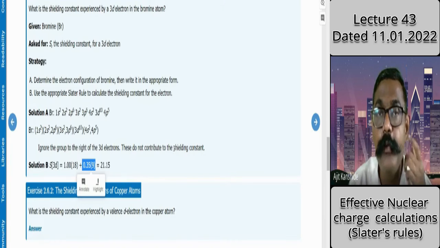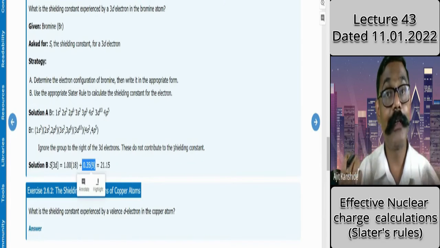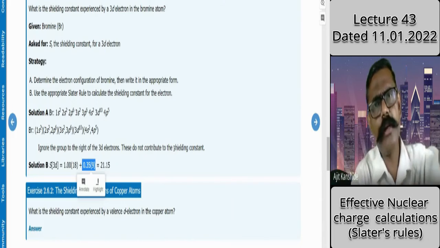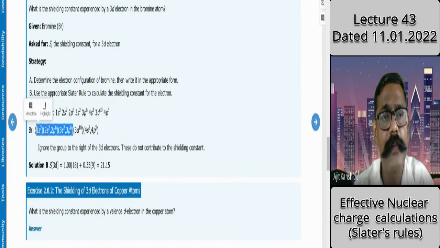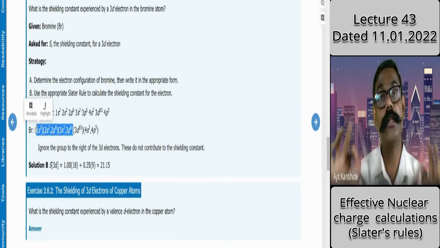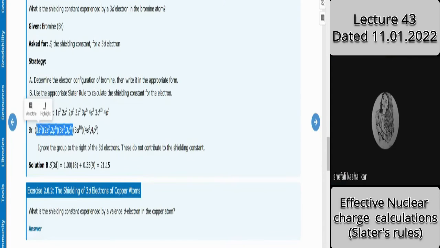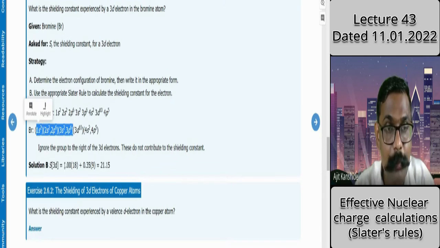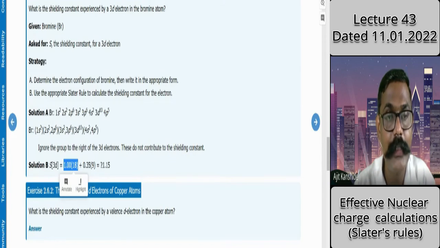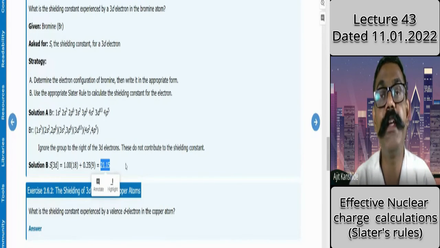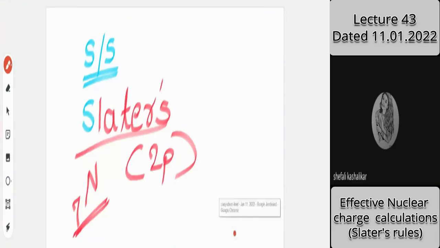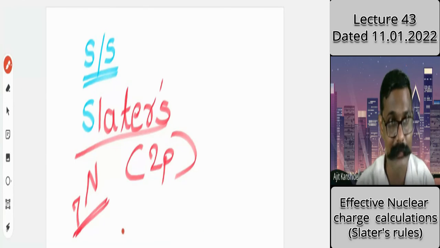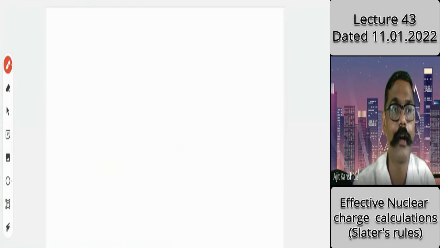So 0.35 into 9. Then, as per our rules for d and f electrons, all the inner electrons, meaning n minus 1, n minus 2, n minus 3, how many total electrons are there? 18 electrons, and each contributes 1.00. Therefore, 1.00 into 18. So the answer is 21.15. What is that 21.15? It is the shielding constant, or screening constant.